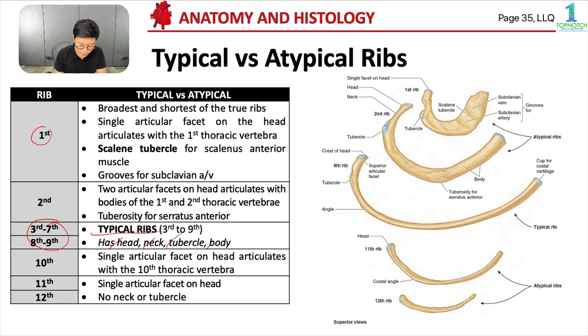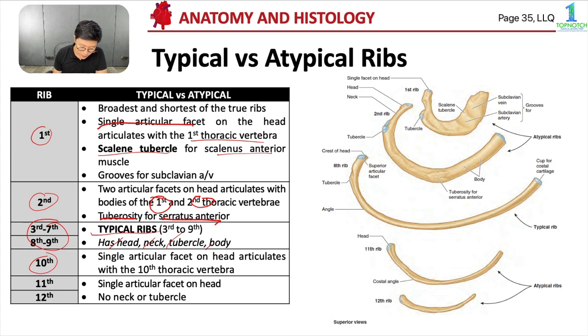So the first rib is atypical because it has only a single articular facet on its head, which articulates with the first thoracic vertebra. Meron din siyang scalene tubercle for the anterior scalene muscle, and it has grooves for the subclavian artery and vein. The second rib is atypical because it has a tuberosity for the serratus anterior, and its 2 articular facets on the head articulate with the bodies of the first and second thoracic vertebra.